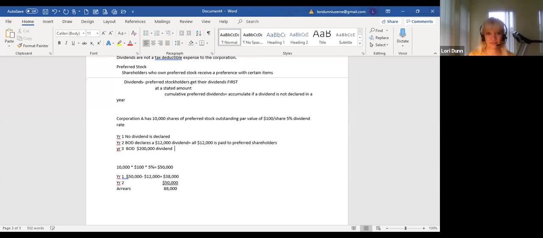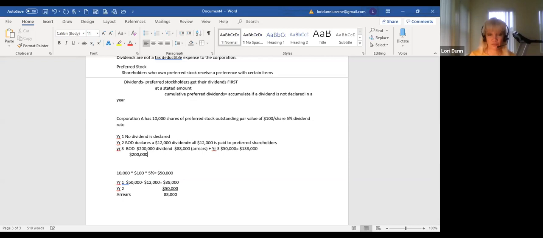Well, the first $88,000, these dividends that are in arrears, must be paid to those preferred shareholders. Plus, the year three dividend of $50,000. So now $138,000 is how much those preferred shareholders will receive. All the dividends they never received from the last couple of years, plus this year, because there was enough declared and being paid out to cover all of them.